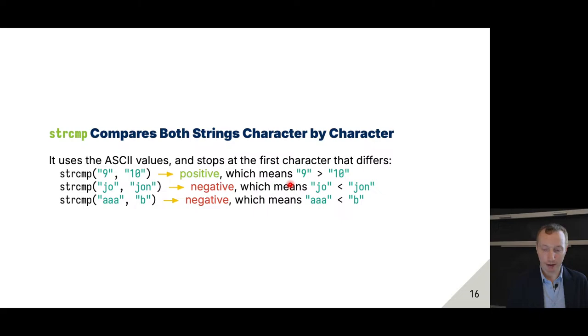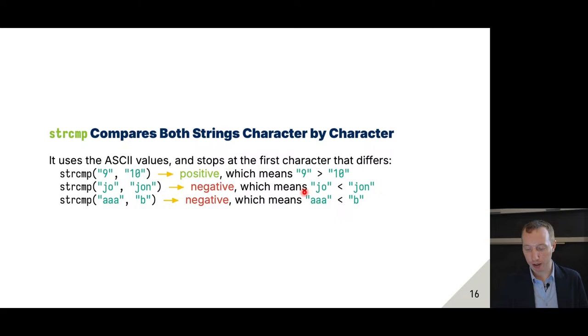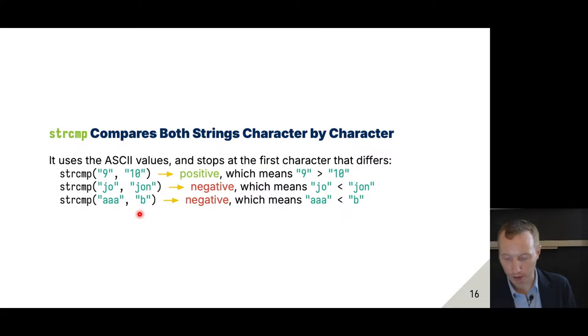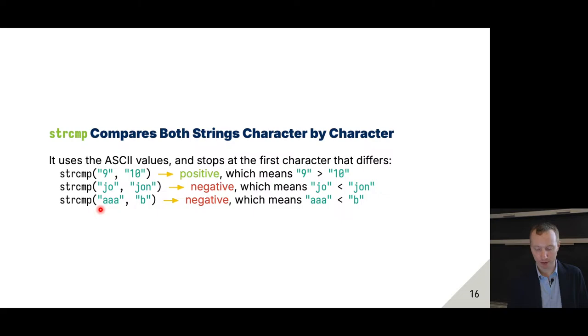So if your string ends before, if I do J-O compared to John, this would be negative, which means J-O is less than John. If it encounters the end of a string when it's comparing the two characters, it would essentially compare the null byte to an N, and the null byte is always smaller, so it would say J-O is less than John. Again, it just does character by character, so if I do AAA and B, it would just compare the first A with the B. A is less than B, and then it's done. They're different. So it would say AAA is less than B, and doesn't really care about the length.